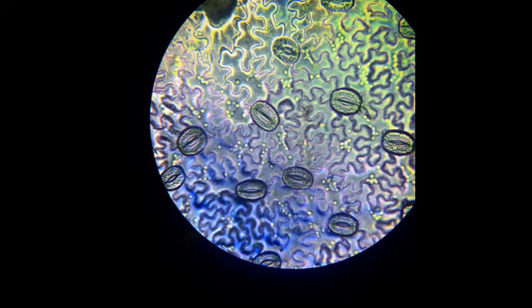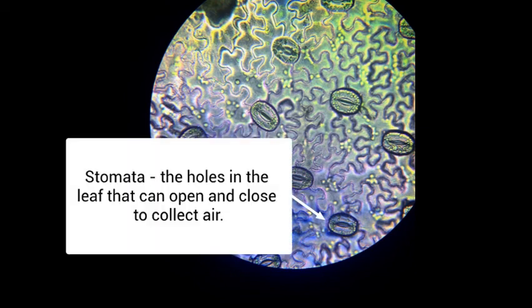You can see them here. This is a picture of a leaf under high power magnification using a microscope. Can you see those little donut-shaped structures? Those are called stomata, and that is what the plant uses to breathe in the air. Pretty cool, right?